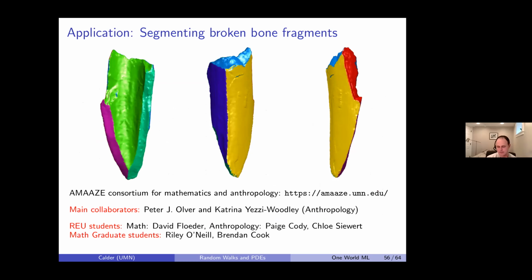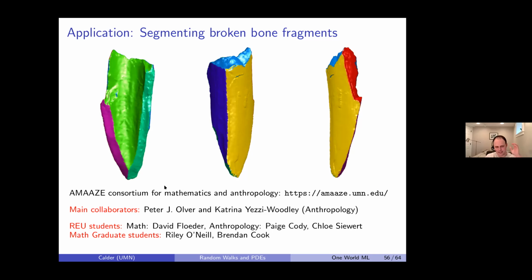Let me just say very, very briefly in the last few minutes of the talk that we've been looking at other applications of Poisson learning as well. And one thing we've come across is segmenting meshes. This is from a separate project, which is a collaboration with Peter Olver and Katrina Yezi-Woodley from anthropology at the UMN. And we have a consortium for the application of mathematics to anthropology. If you want to see more about this, the website is here.